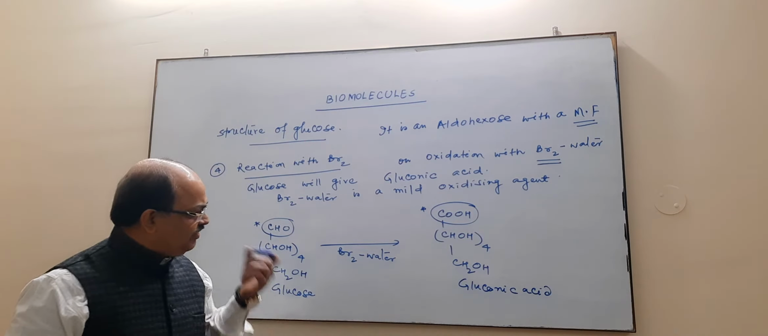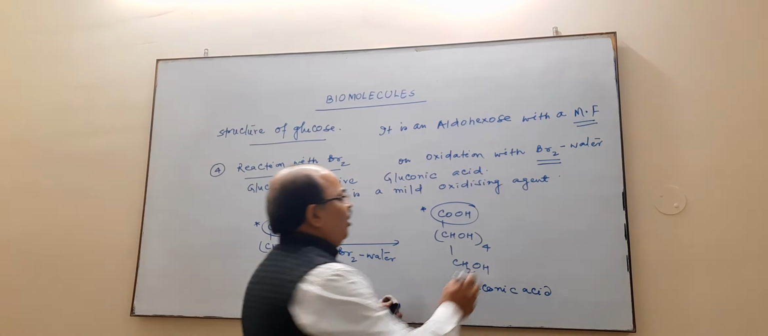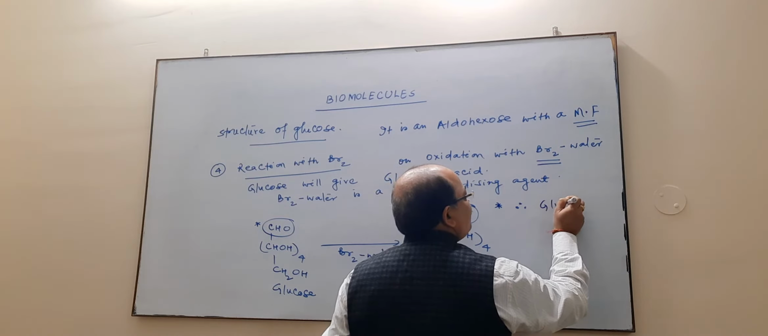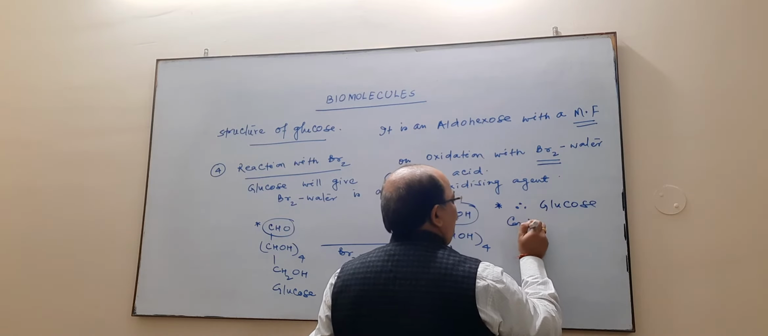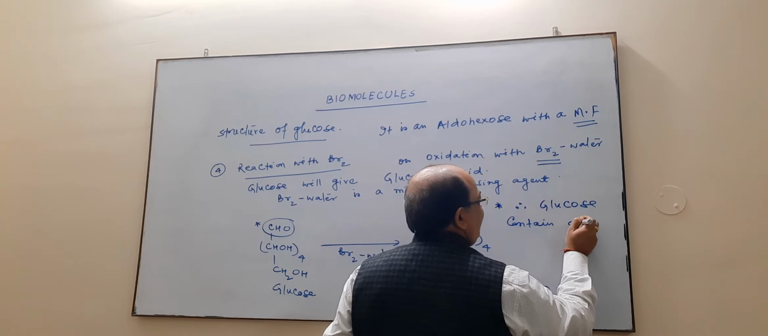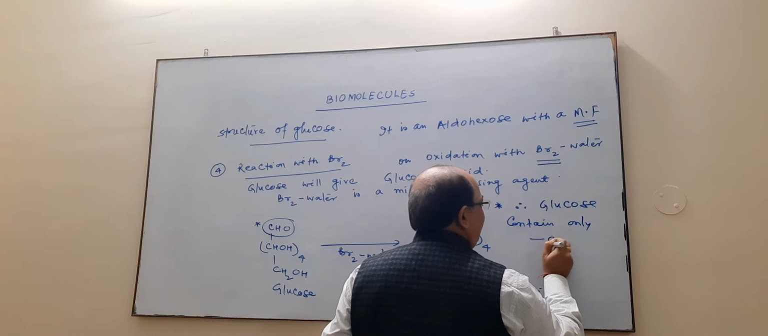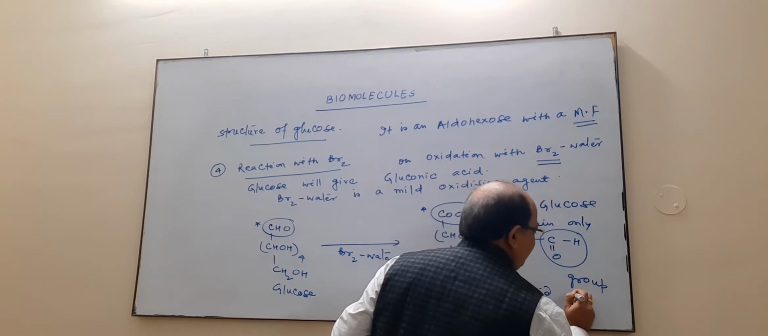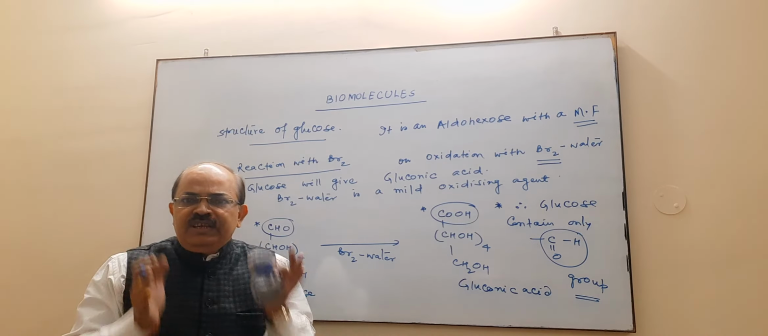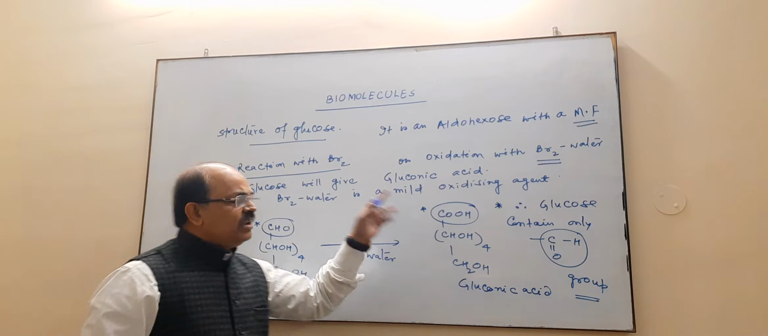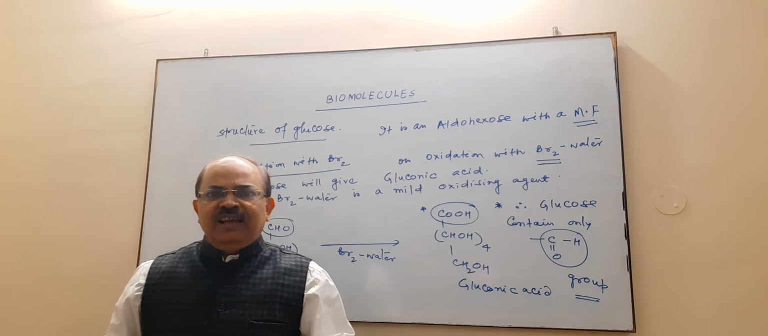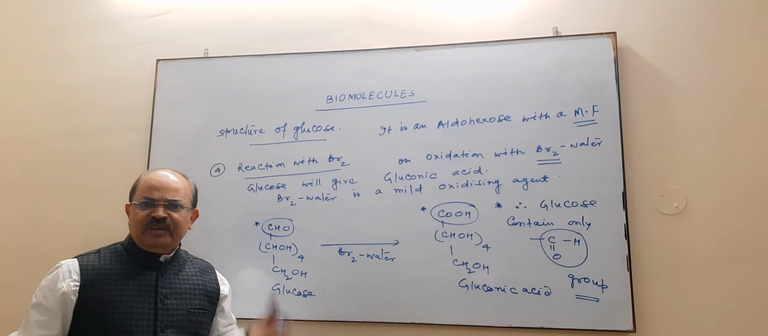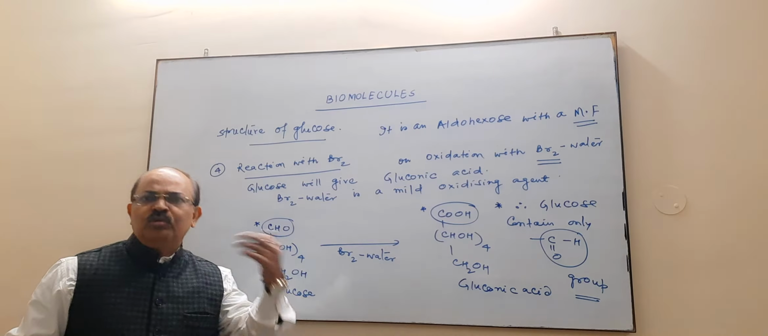So this infers, or you can say from this point it is clear that therefore glucose contains only aldehydic group, only CHO group and not the ketonic group. तो इससे ये आपका कन्फर्मेशन आ जाता है कि आपका ग्लूकोज contains aldehydic group and not the ketonic. Now just assemble these points कि क्या क्या हम लोगों को पता चल गया.